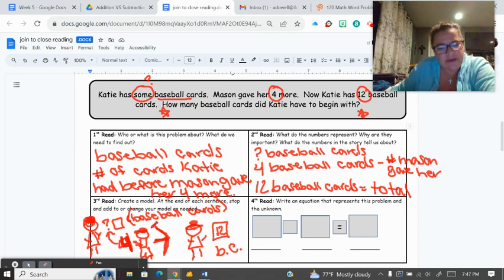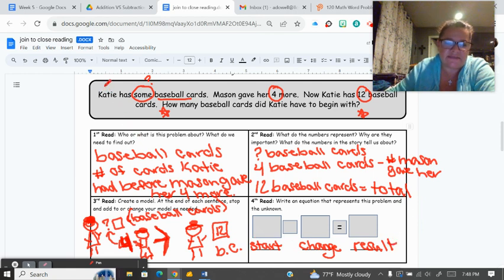All right, now I have my model. Go ahead, pause the video, and I want you to write an equation that represents this problem. Go ahead, pause the video. All right, so this should be your start, your change, and your results.